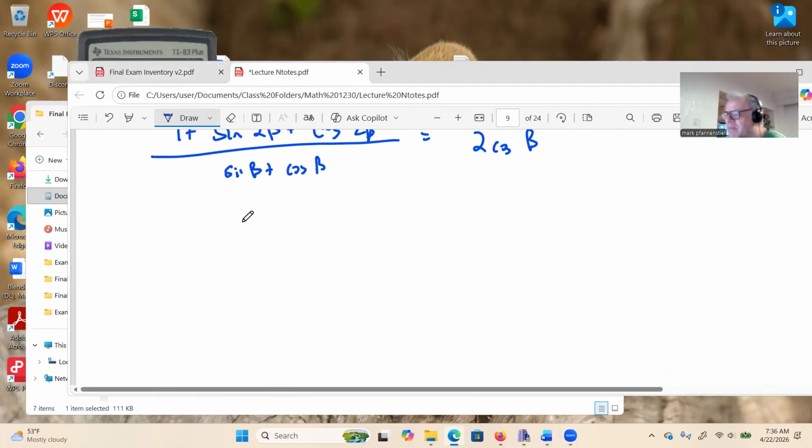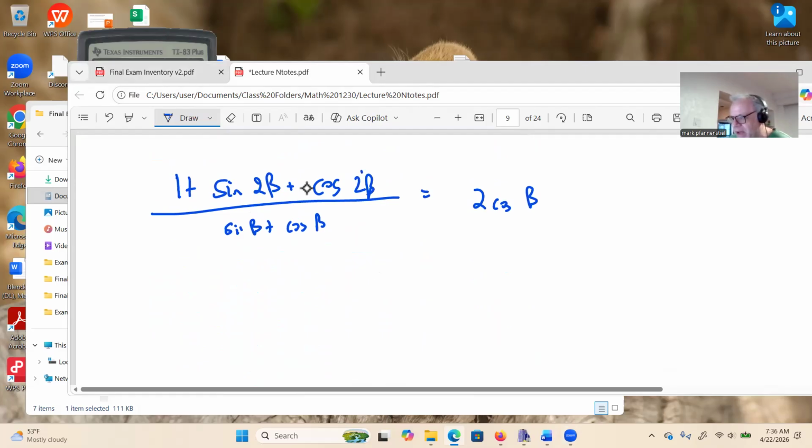Now, for this problem, it looks like we have some double angle formulas to figure out here. So we have 1 plus sine of 2 beta is 2 sine beta cosine beta. That's just the double angle formula. Plus, now for cosine of 2 beta, we've got a lot of choices. It could be something with cosine squareds in it, something with sine squareds in it, or something with sines and cosines in it. I'm looking at the right-hand side here.